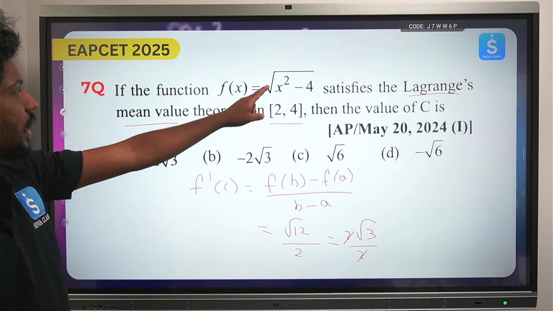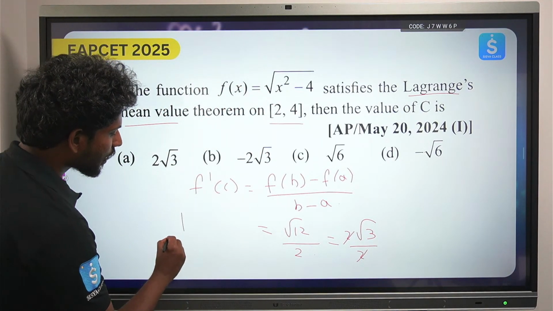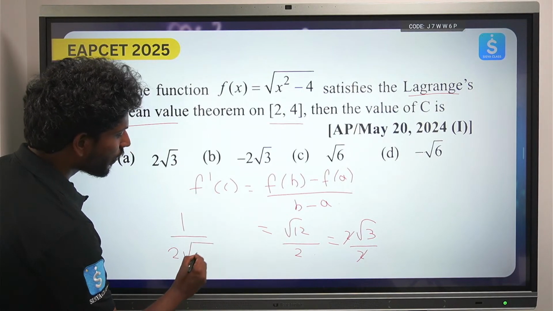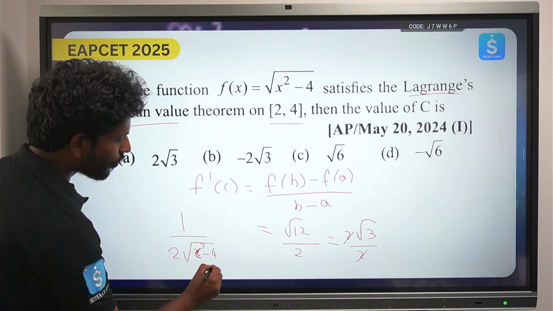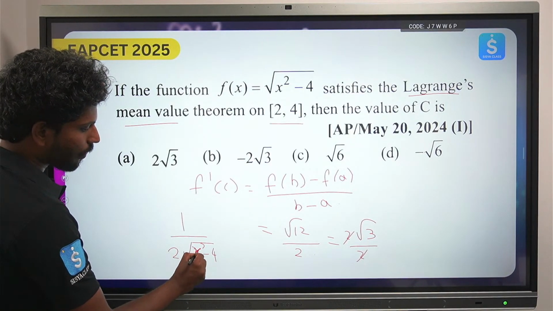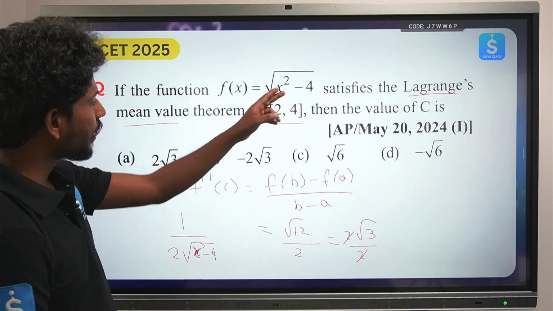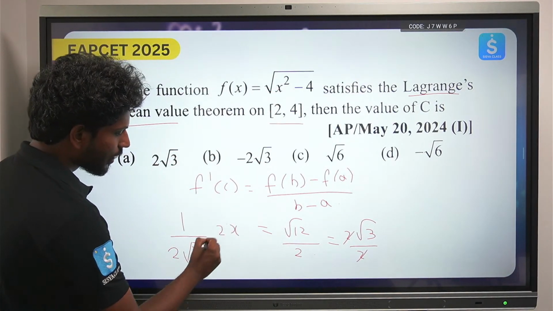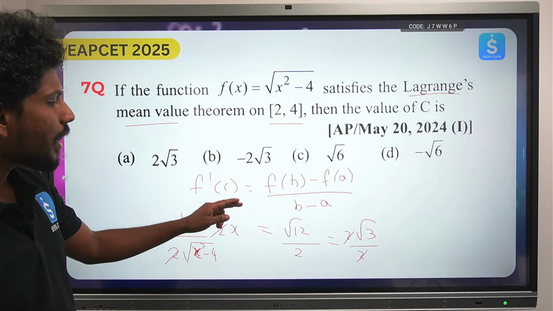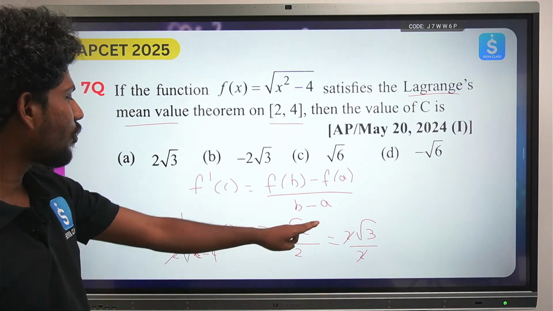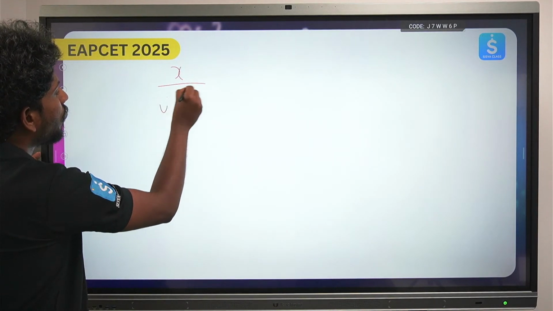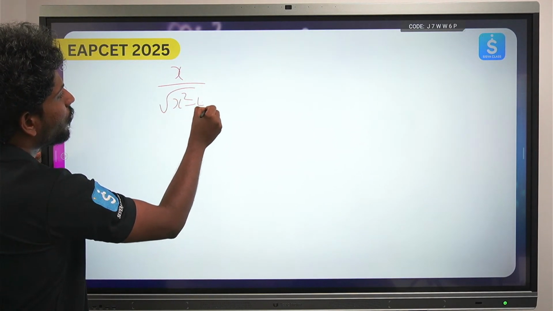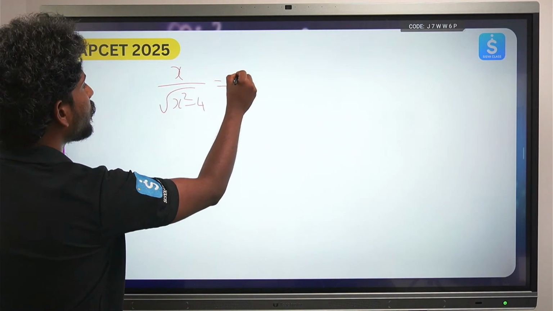And f dash of c, how can you differentiate this? This can be written as 1 by 2 root of c square minus 4. Let's write one more step: into 2x, right? So I can cancel this. So x by under root of x square minus 4 is equal to root 3. So we have x by under root of x square minus 4 is equal to under root 3.